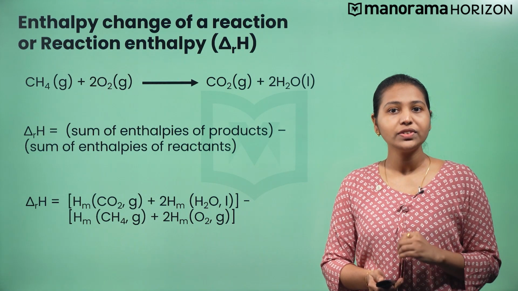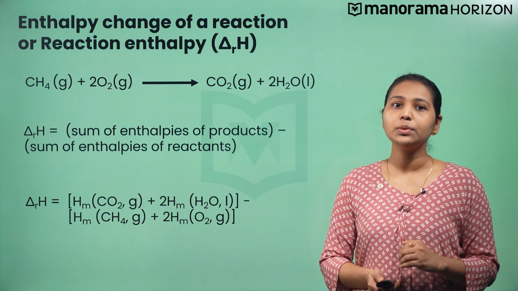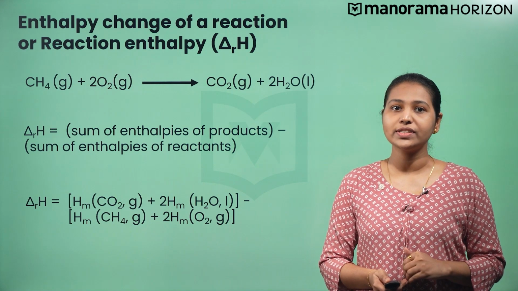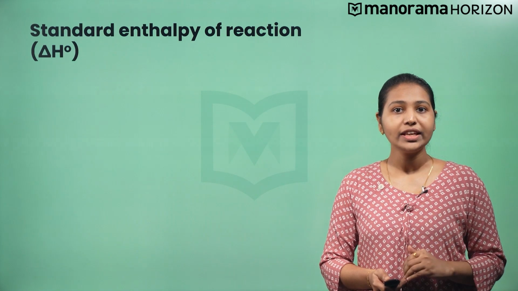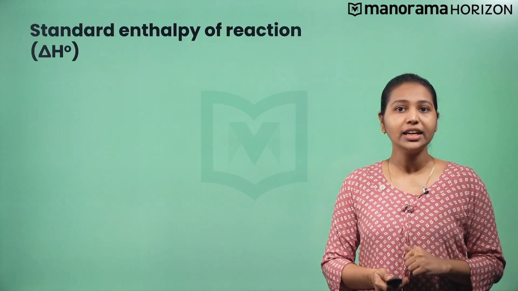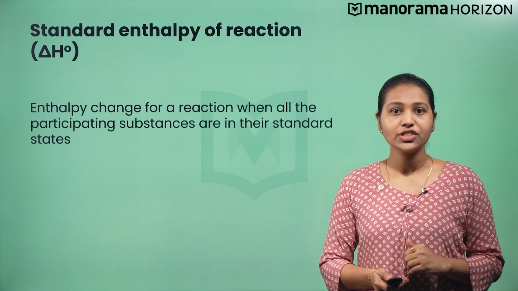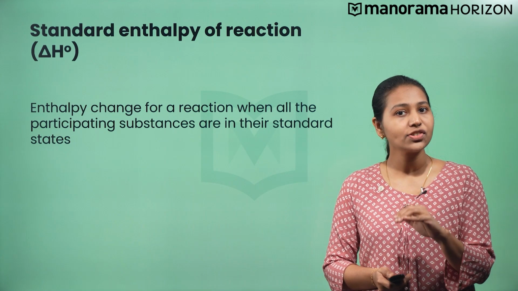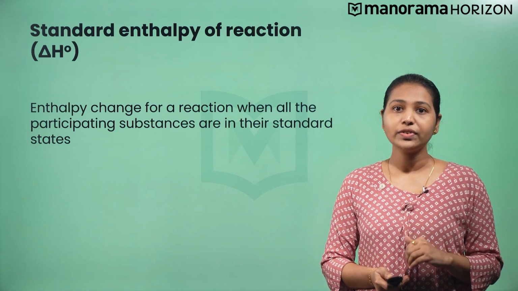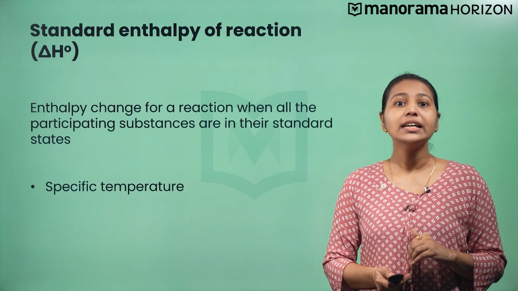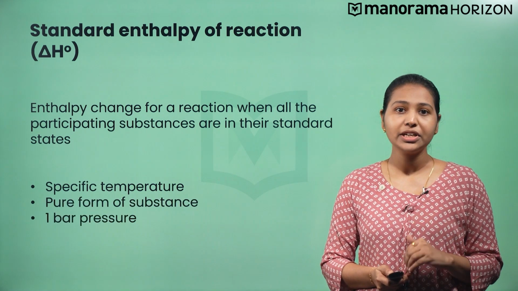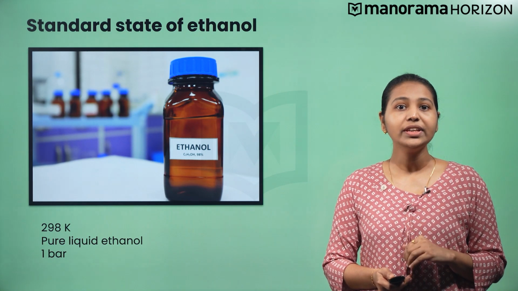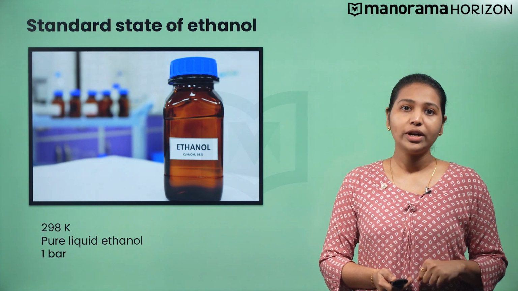However, the enthalpy change of the reaction depends on the conditions under which it is carried out. Hence, it is difficult to compare the enthalpies of different reactions. To overcome this, the values of enthalpies are specified at standard conditions. The standard enthalpy change for a reaction is the enthalpy change accompanying it when all the reactants and products are in their standard states. And the standard state of a substance at a specified temperature is its pure form at 1 bar pressure. For example, the standard state of liquid ethanol at 298 Kelvin is pure liquid ethanol at 1 bar pressure.